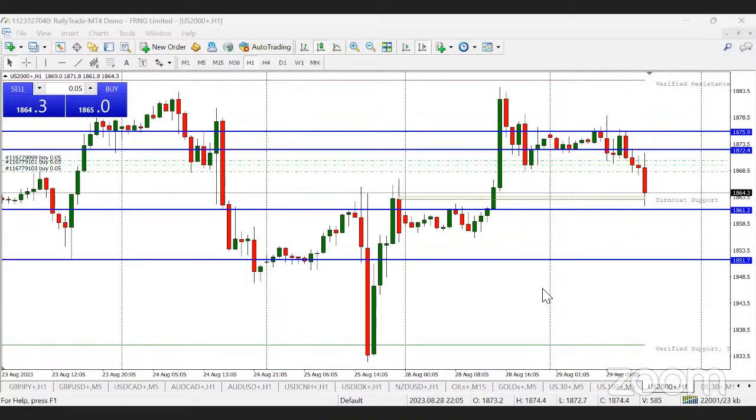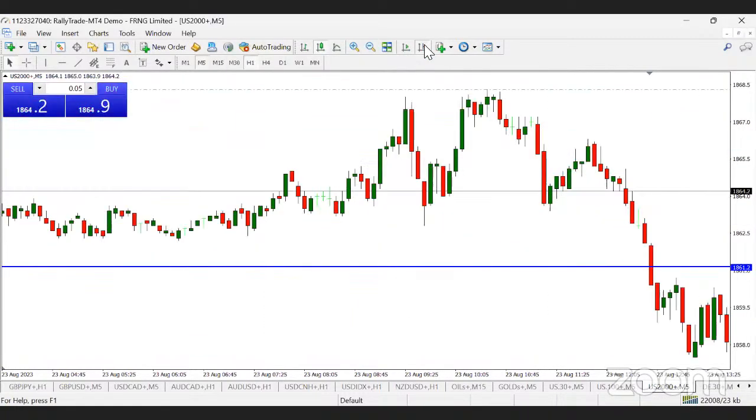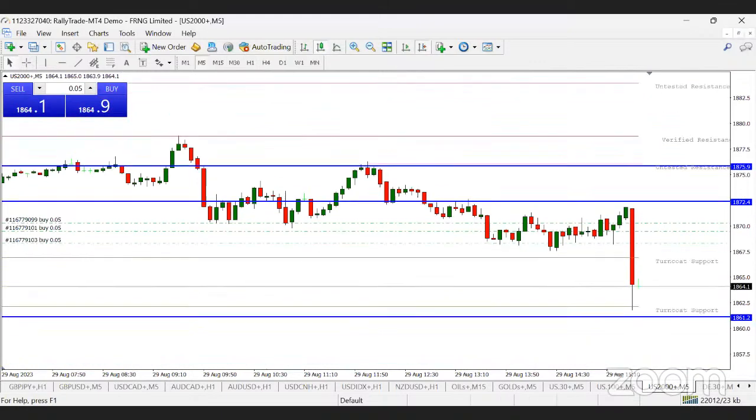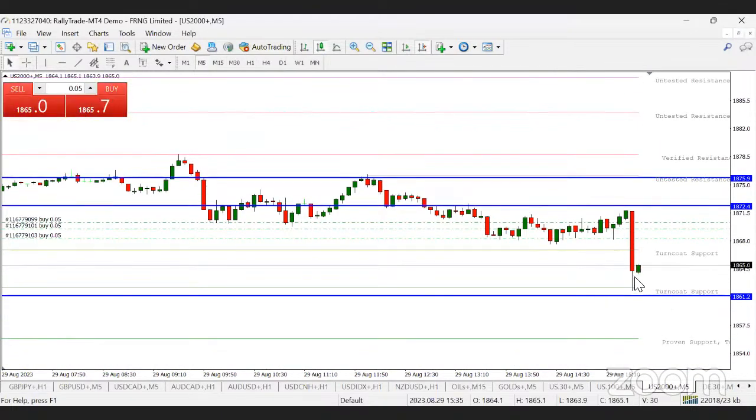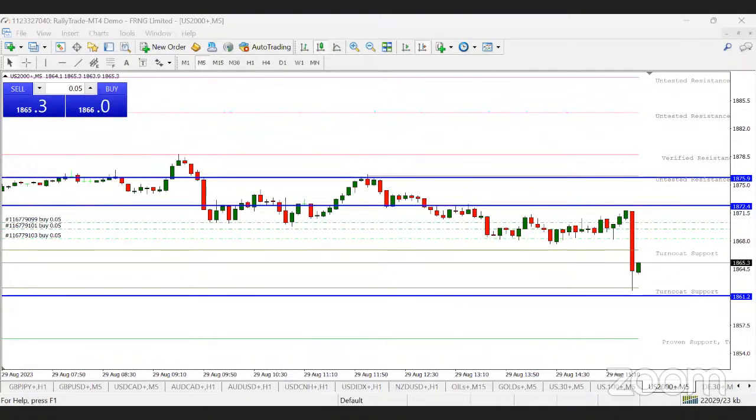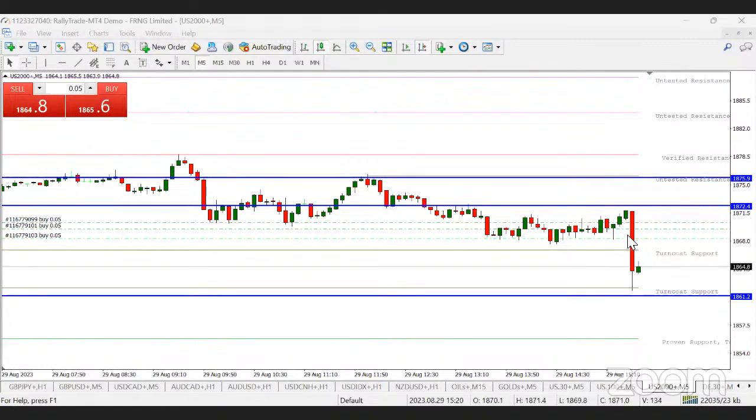This is what I'm using right now on US 2000, the 1 hour time frame. But for the 5 minutes time frame, this is what it looks like. I said, don't sell below this point, because I'm looking out for a further buy on US 2000. If it gets to price 1861.2, then I'll be going in for a sell. It means that this particular trend has reversed. That is what I'm going to be doing.